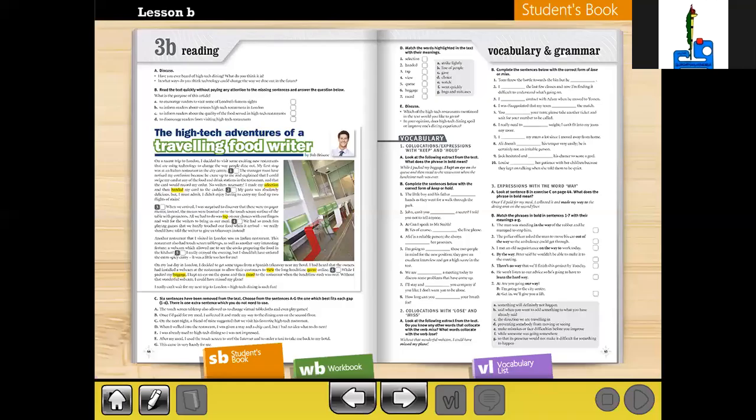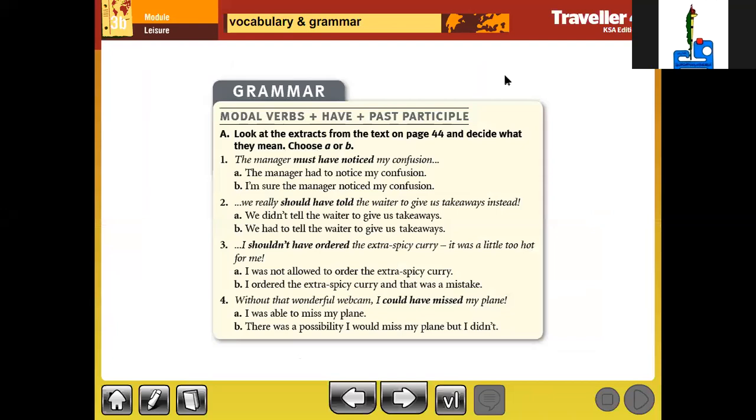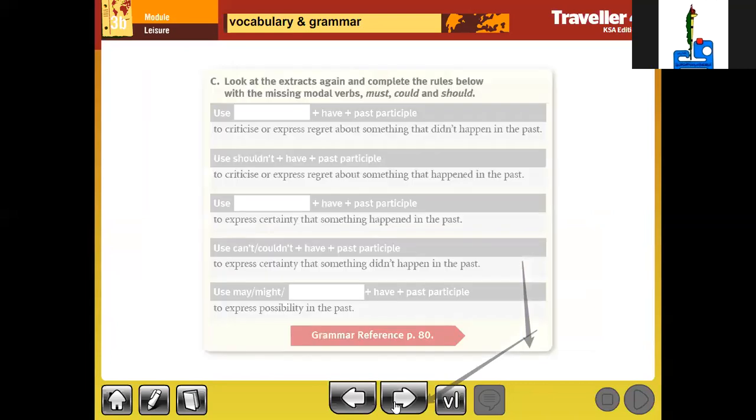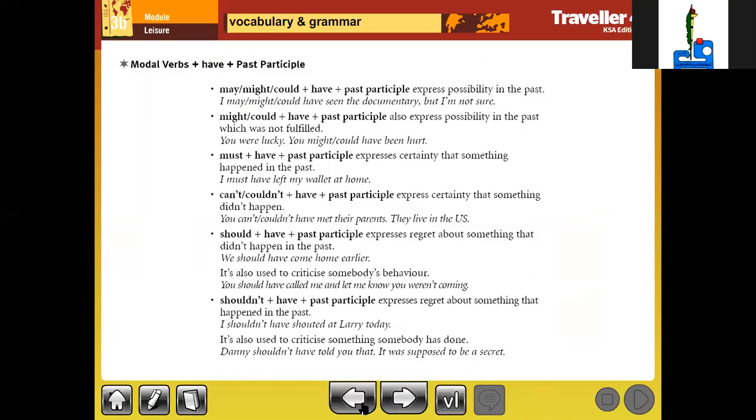Today we are talking about modal verbs plus have plus past participle of the verb. Today we are going to explain how to use modal verbs plus have plus past participle of the verb. And let's go to the first section and how we could use these modals appropriately.